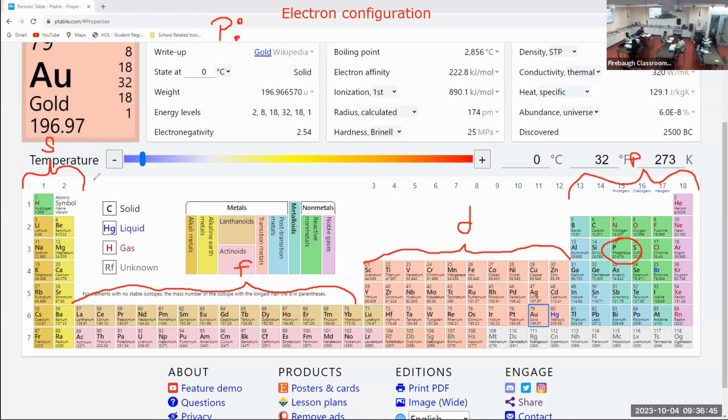So we'll start here. And I should also tell you that helium, for electron configuration purposes, is really located over here. So it's that second one here, right next to hydrogen. Okay. This is only for electron configuration.